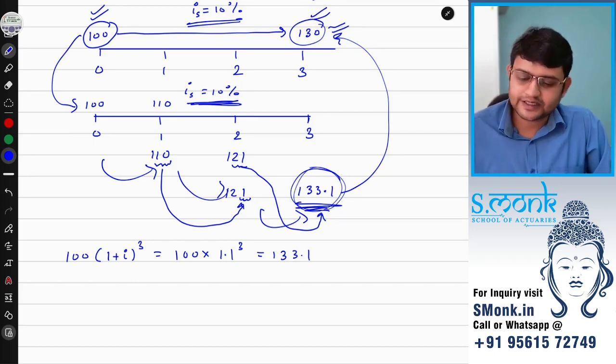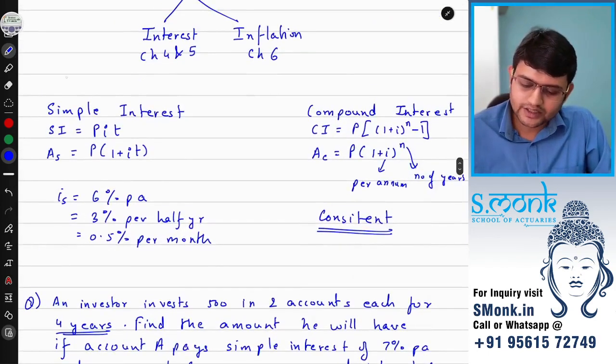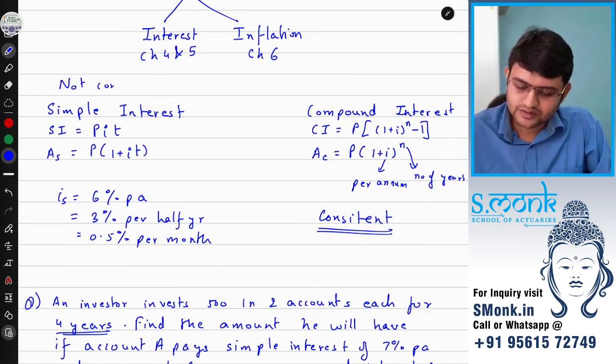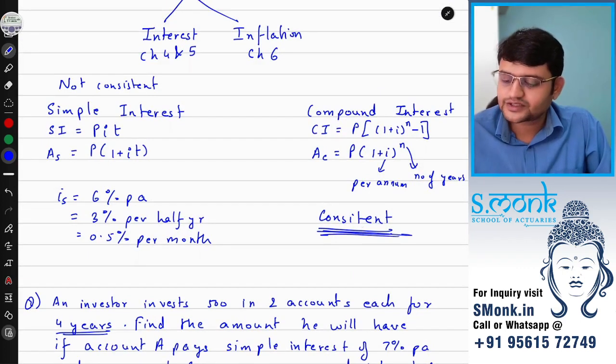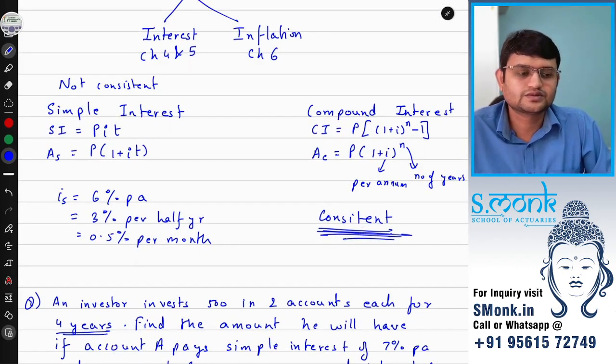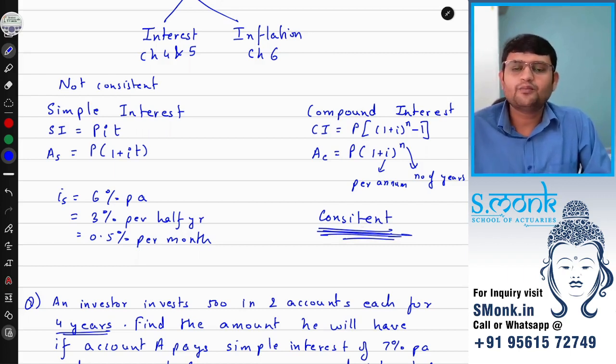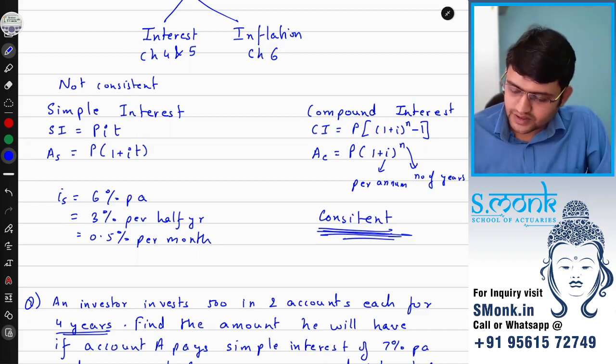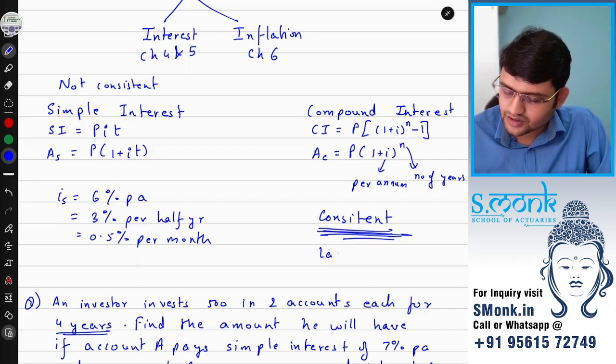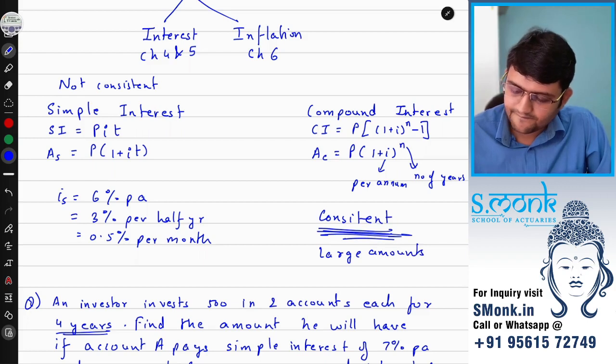So simple interest is not consistent, whereas compound interest is consistent. Okay, simple interest is not consistent, whereas compound interest is consistent. So that is why compound interest is used for large amounts of money and for long periods of time.